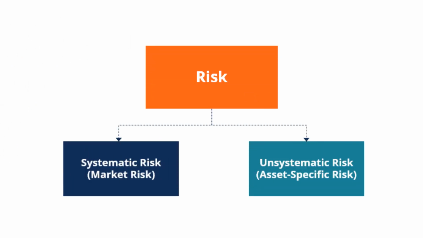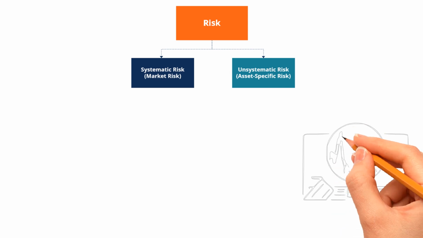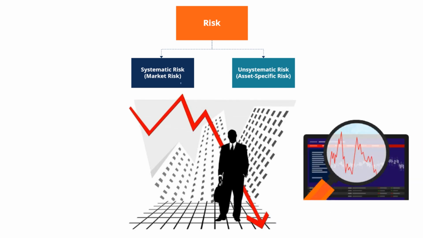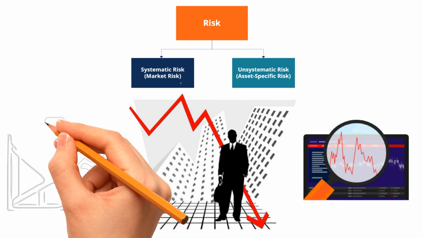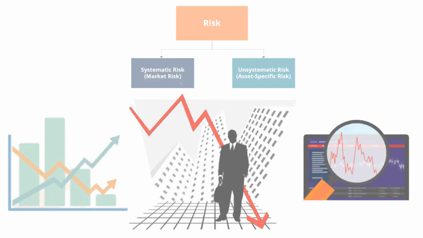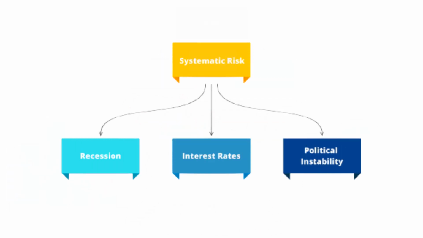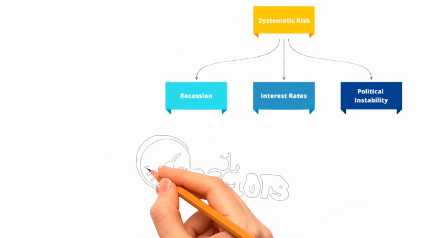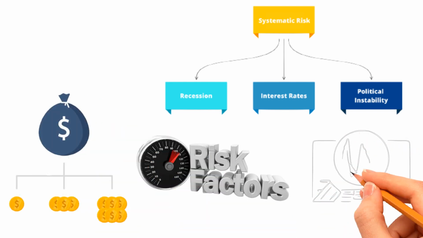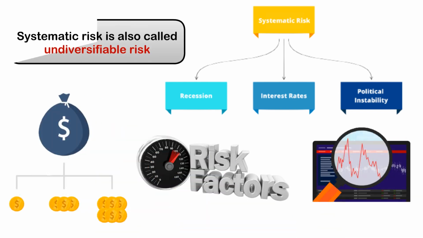There are two principal types of risk found in equity investments. 1. Systematic risk is the risk found within the total market. In fact, it's often referred to as market risk. This is the uncertainty or volatility in the entire market. A few sources of systematic risk include recession, interest rates, and political instability. These are risk factors that can't be addressed by diversification because they affect the entire market. Systematic risk is also called undiversifiable risk.